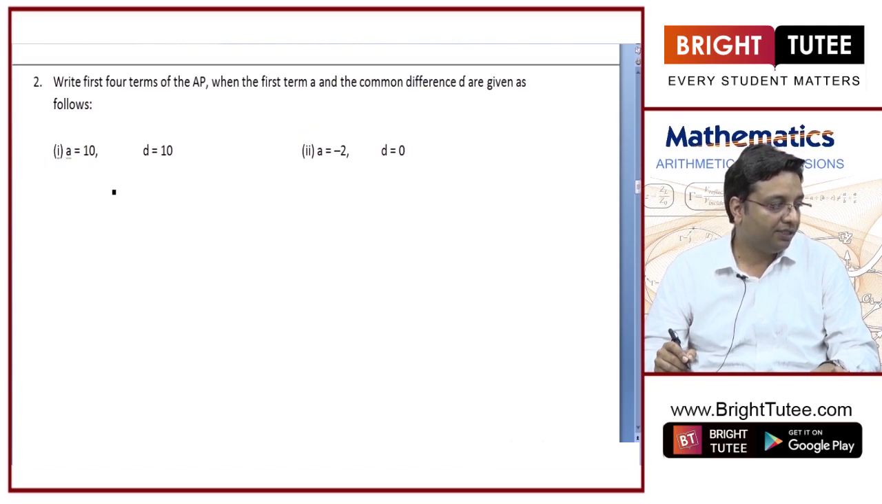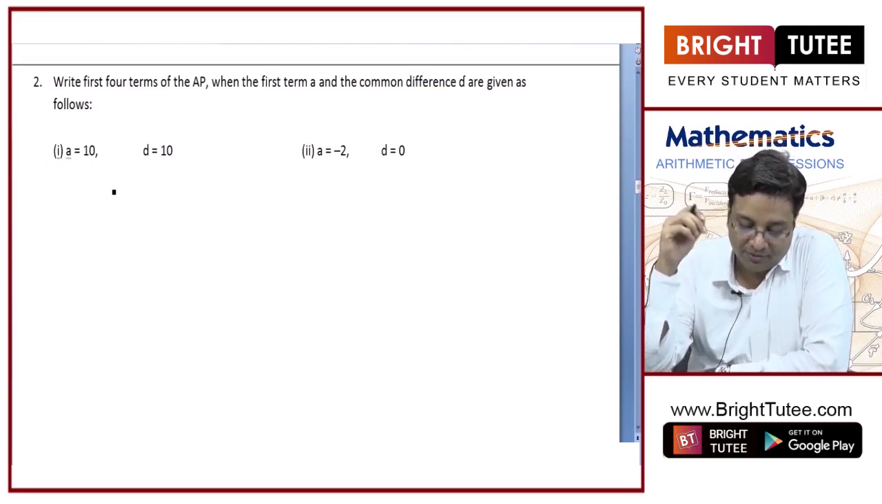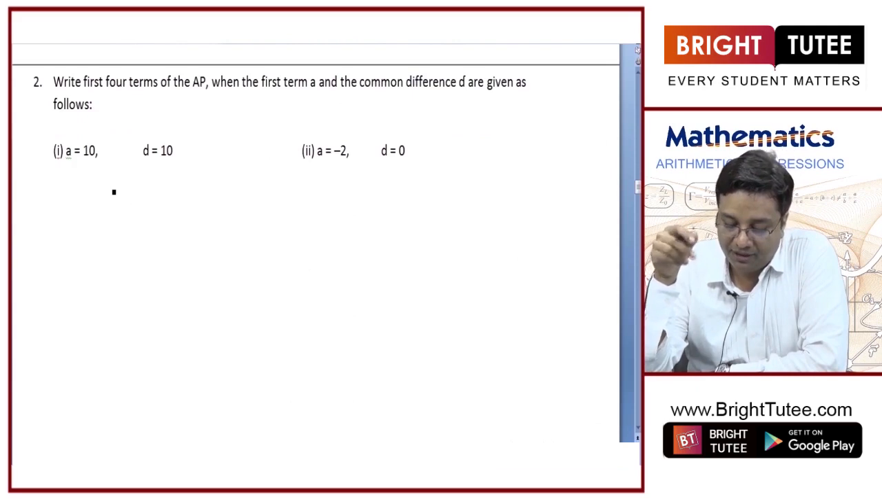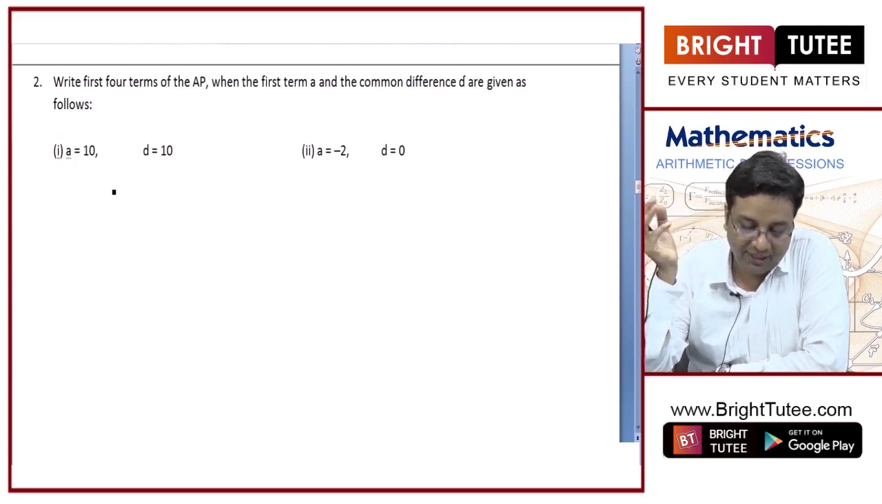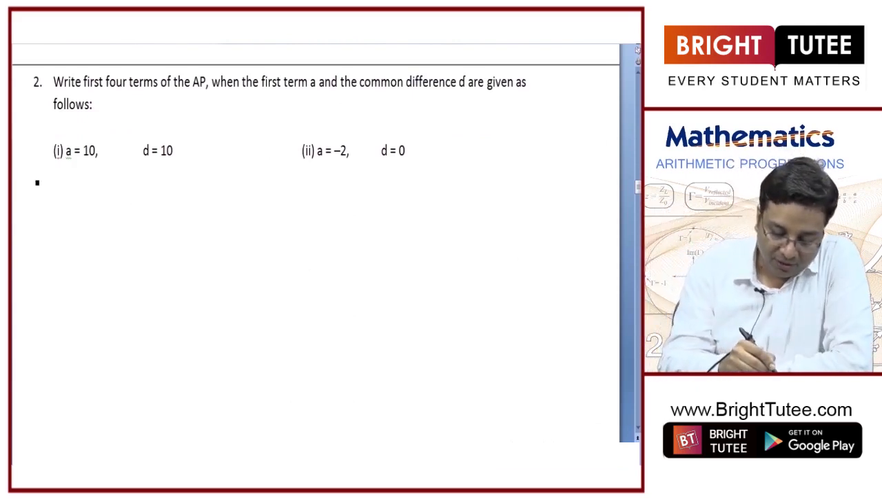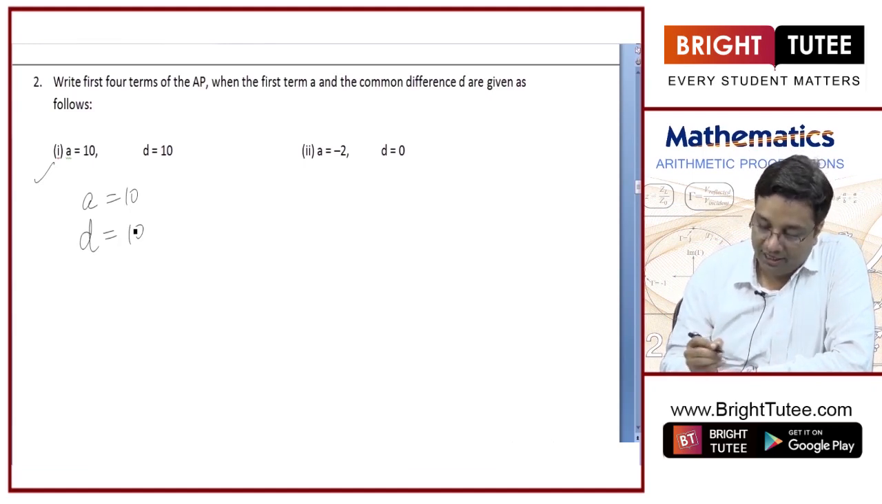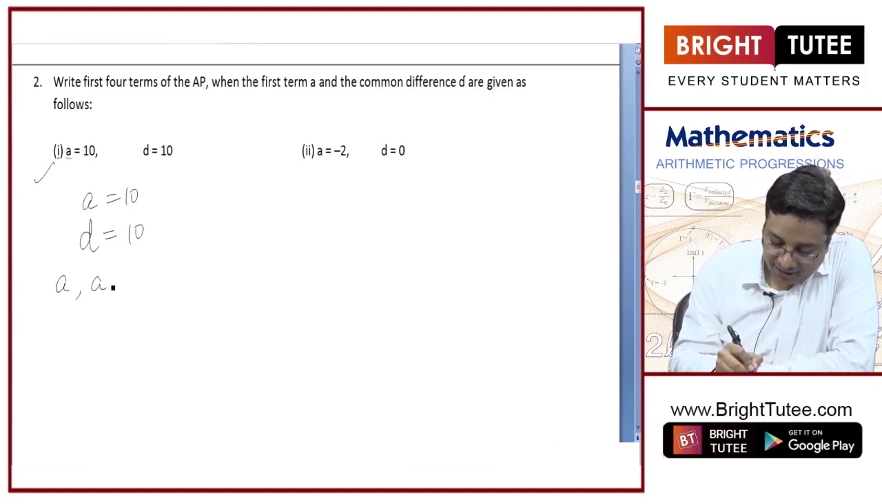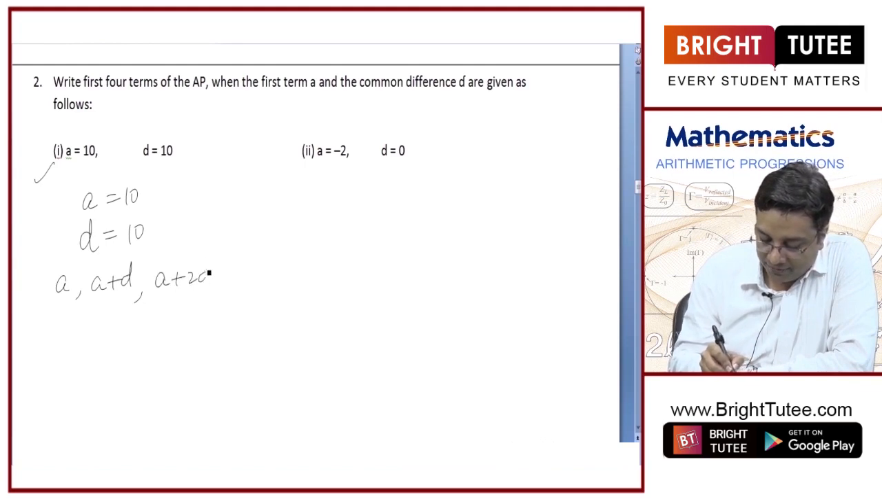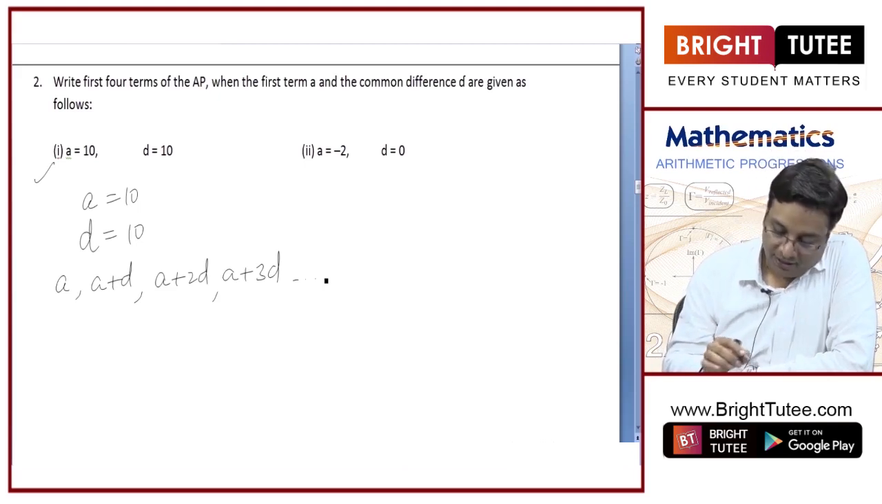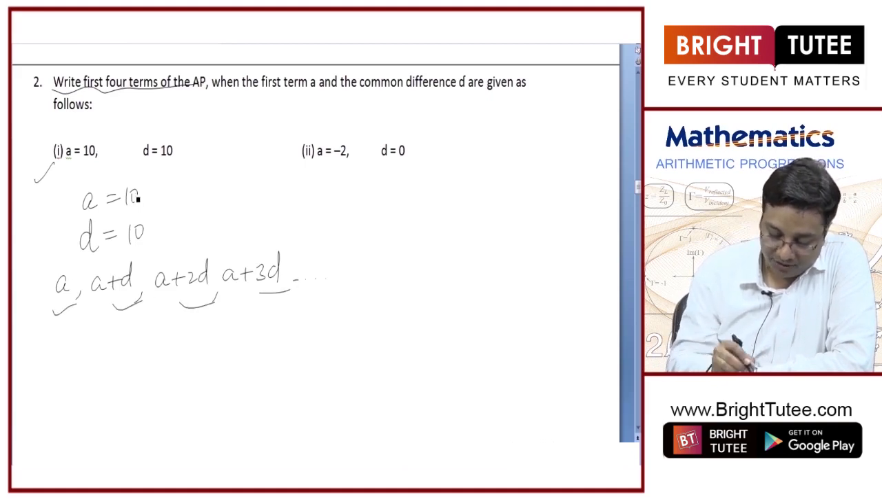So let's see what the next question says. Write first 4 terms of the AP when the first term A and the common difference D are given as follows. Look at this question. First term is given as 10 and common difference is also 10, right? So the AP will be A, A plus D, A plus 2D, A plus 3D and so on, right? We just need to write first 4 terms of the AP, so these will be the first 4 terms.